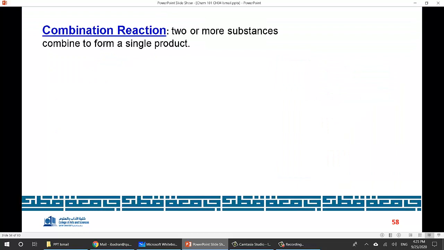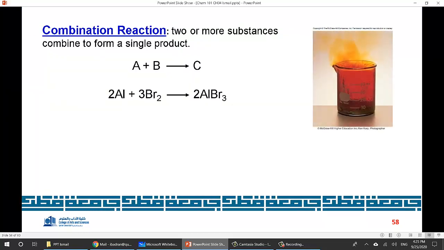Okay? So in combination reaction, for example, aluminum can combine with bromine gas to form aluminum bromide. So this is an example of combination reaction. 2Al plus 3Br2 goes to 2AlBr3. So 2 elements in the reactants, and one product. This is a type of oxidation reduction reaction, because aluminum is a free element. It's not combining with anything. It's not in a compound. Therefore it has oxidation number of 0, and the same for bromine.